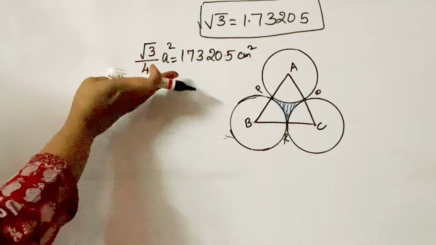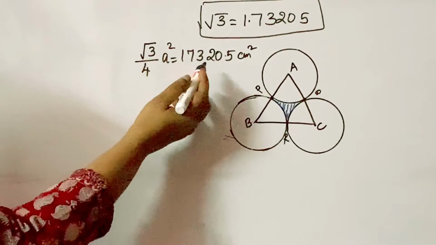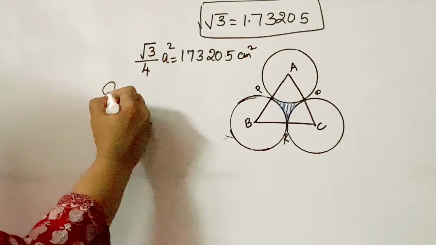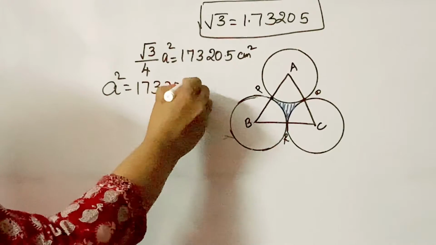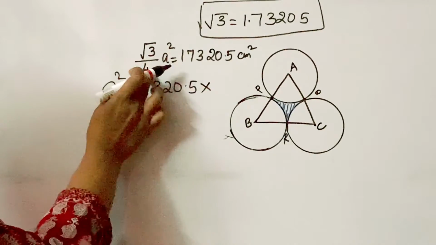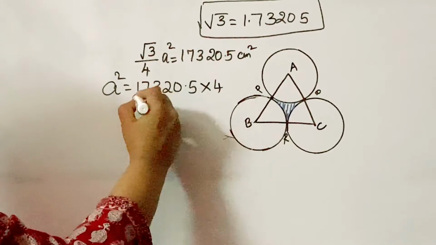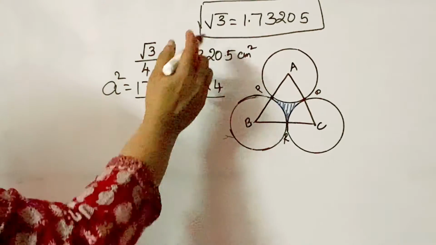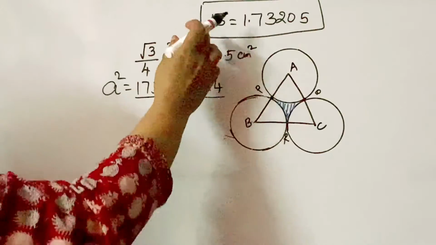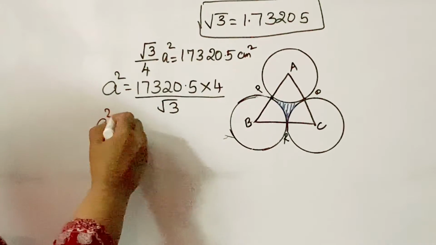Look here, root 3 by 4 a square is equal to 17,320.5. That means a square is equal to 17,320.5 into 4 divided by root 3. The value of root 3 is given to us. That is given in the question. So, substitute that value.